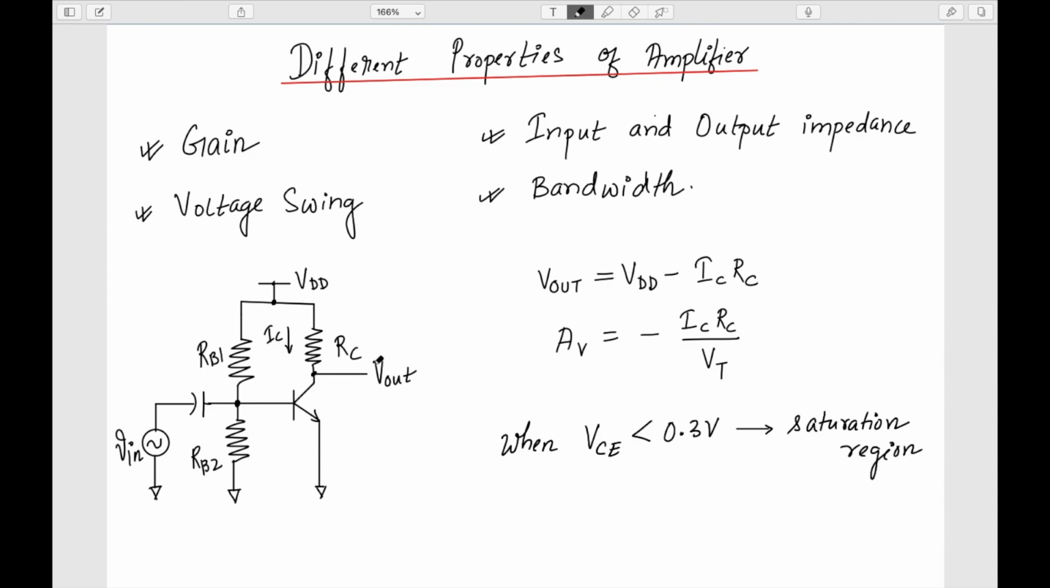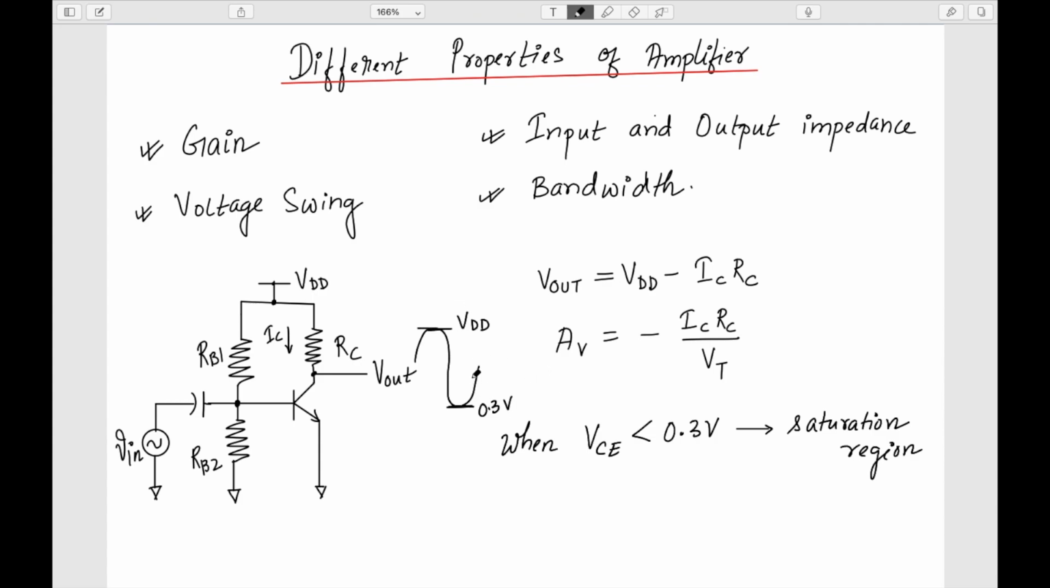Similarly for the voltage swing, of course this input will get amplified, and at the output I'll have a nice voltage swing here, the sine wave. I should also make sure that the lower portion of this sine wave should not be lesser than this 0.3 volt. The higher portion can go till VDD definitely, and the lower portion cannot be less than 0.3 volt.